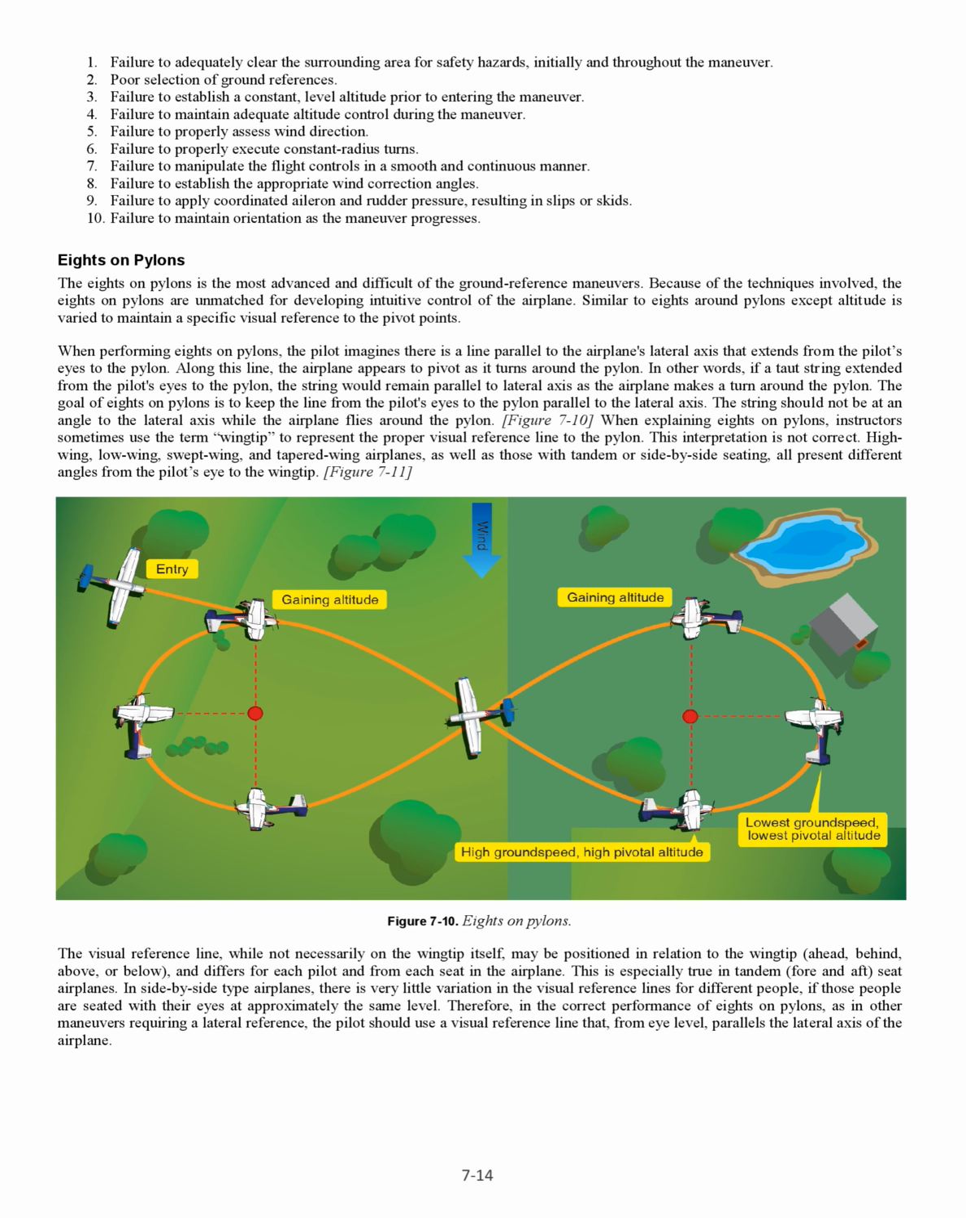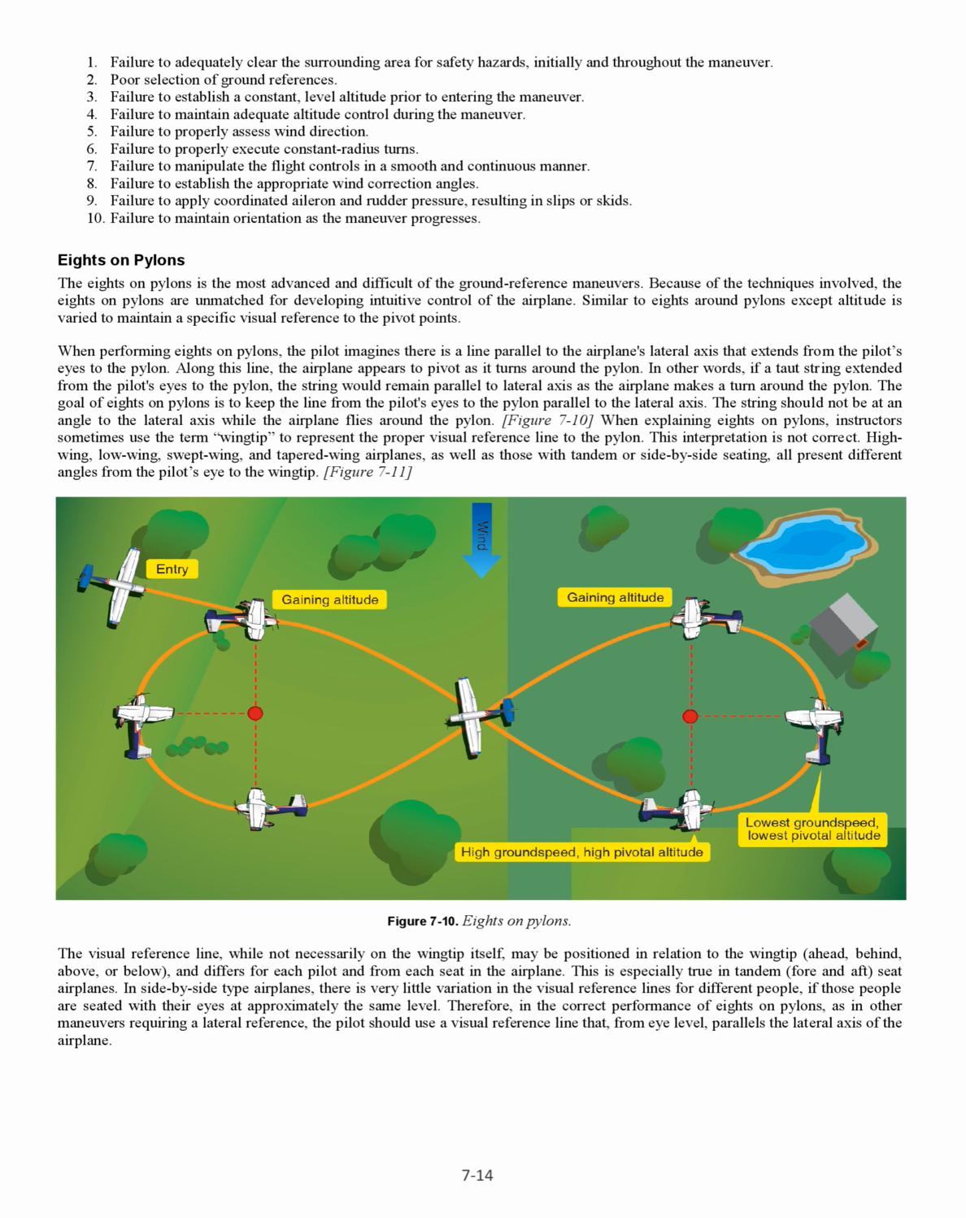When performing eights on pylons, the pilot imagines there is a line parallel to the airplane's lateral axis that extends from the pilot's eyes to the pylon. Along this line, the airplane appears to pivot as it turns around the pylon. In other words, if a taut string extended from the pilot's eyes to the pylon, the string would remain parallel to the lateral axis as the airplane makes a turn around the pylon. The goal of eights on pylons is to keep the line from the pilot's eyes to the pylon parallel to the lateral axis. The string should not be at an angle to the lateral axis while the airplane flies around the pylon.